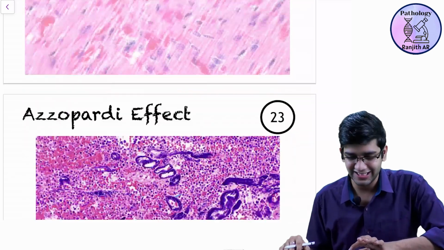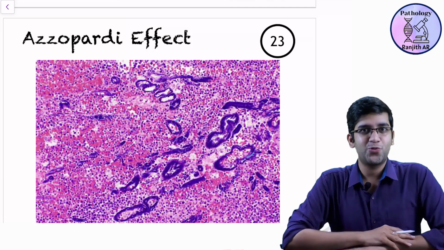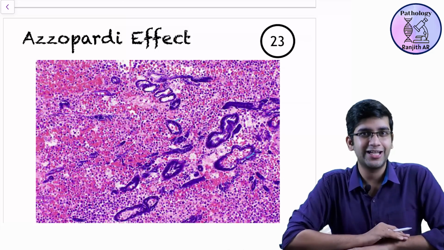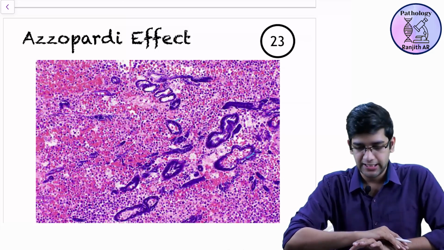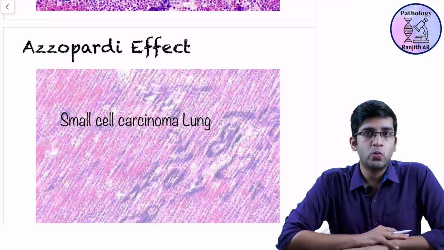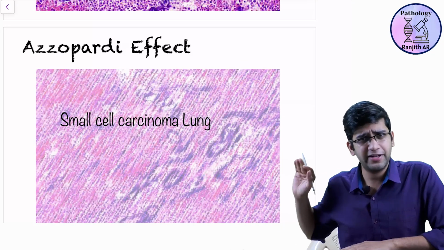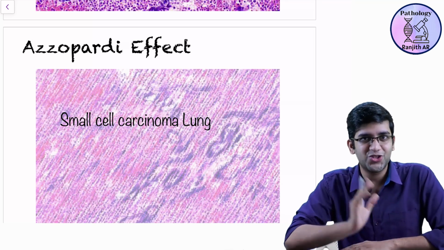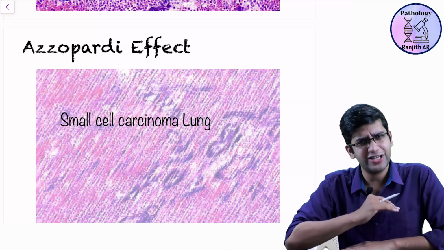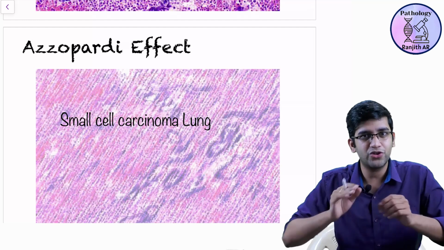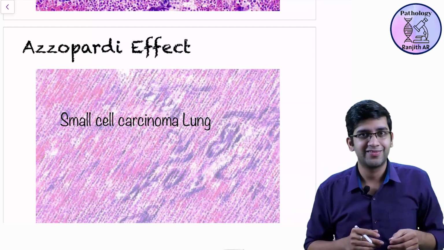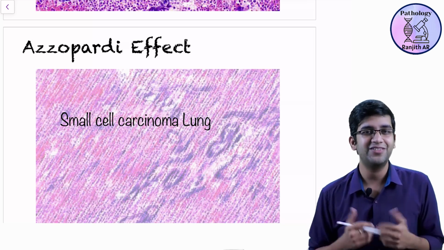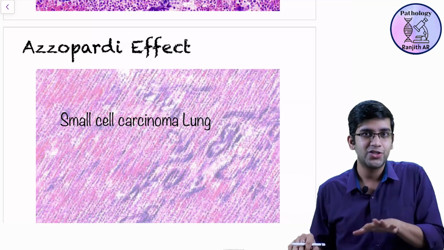We are ending. 23rd. Azzopardi effect. I'll explain what the Azzopardi effect is when you come to lung. Okay? Now just write: Azzopardi effect is a pattern seen in small cell carcinoma of lung. I'll explain everything about Azzopardi. It's very, very logical. Once general pathology gets over, you are good to go. You are really good to go. You will do everything. I'm just going to say, take that, run. You will run faster than Roberts. Take it from me, you will do it. I believe in you, right? Azzopardi effect is seen in small cell carcinoma of lung.